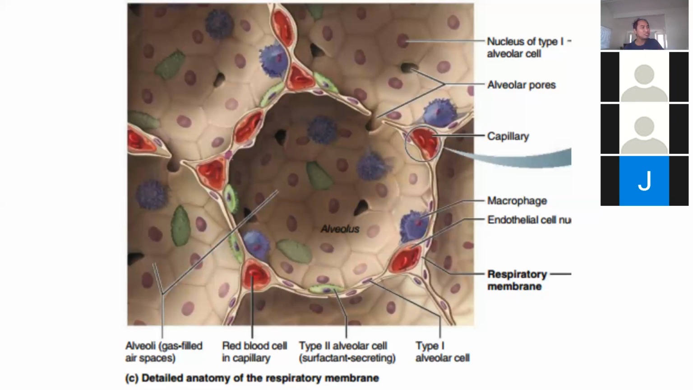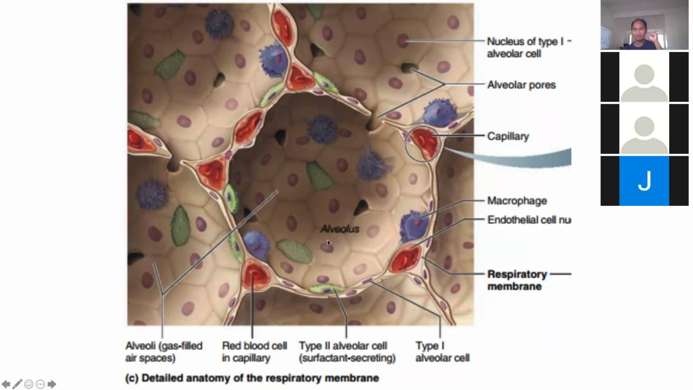The job of the type 2 alveolar cell is to secrete surfactant. Surfactant is the surface tension lowering agent. If someone is born before 34 weeks of pregnancy, prematurity, the type 2 alveolar pneumocyte cells are not mature enough and cannot make enough surfactant. Surfactant reduces the surface tension to keep the alveoli open.